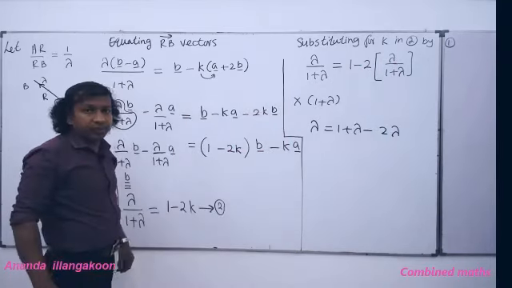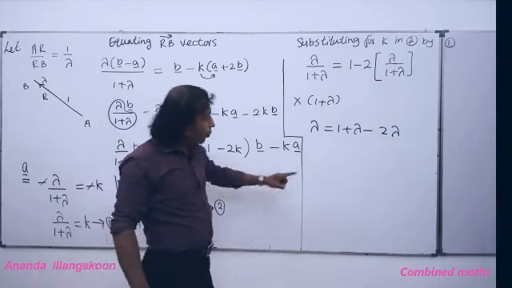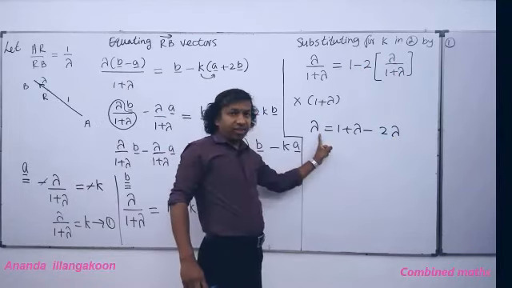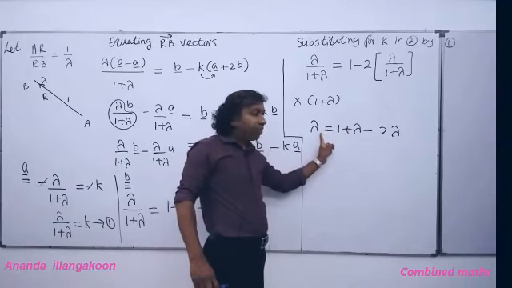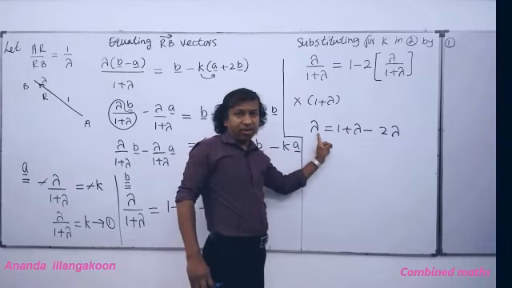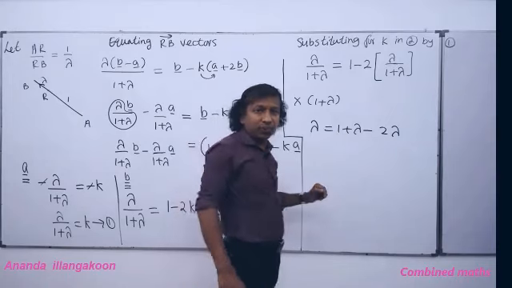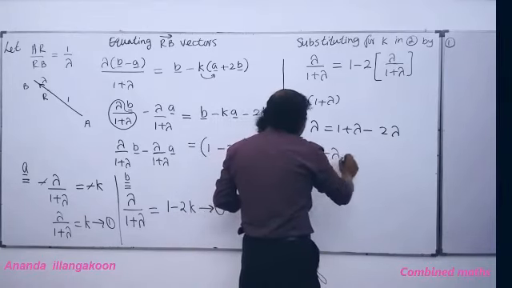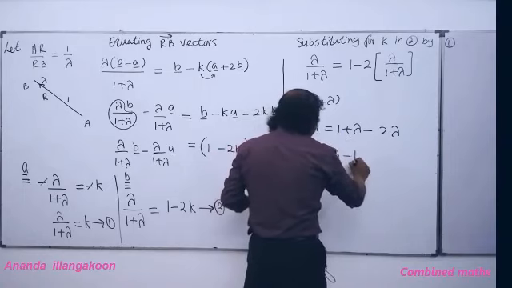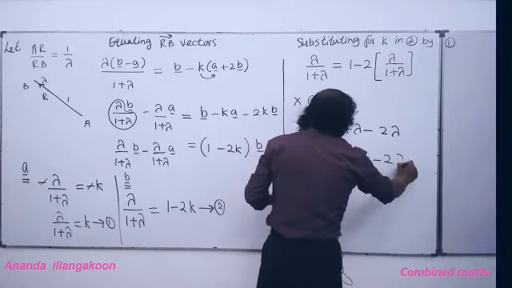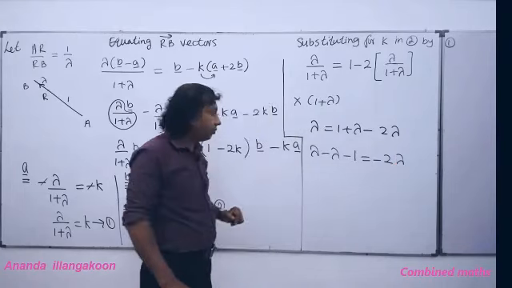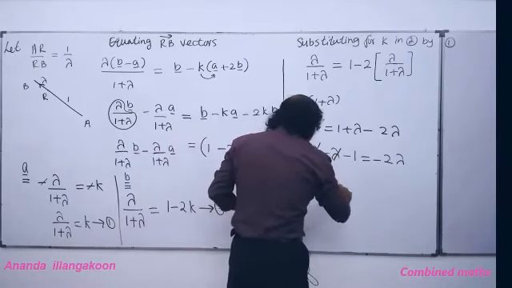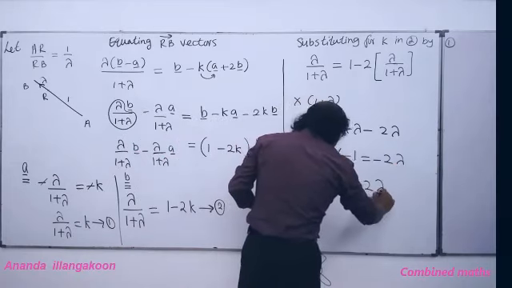Okay, people. Once you take this lambda to this side, that will be minus lambda. Lambda minus lambda is 0. Then bring this 1 also to this side, minus 1. Now on the right hand side we have minus 2 lambda. Minus 1 is equal to minus 2 lambda.